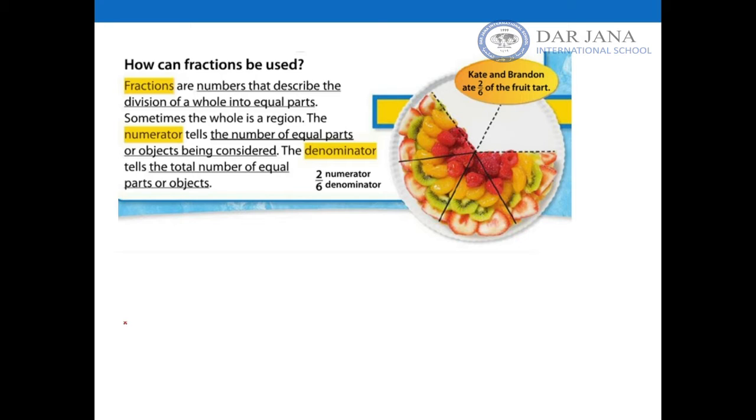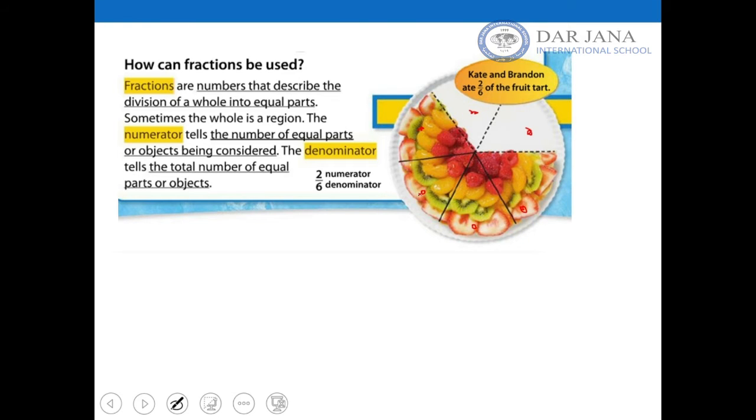If we look at this pie, this is a fruit tart, and actually it was divided into 1, 2, 3, 4, 5, 6 pieces. The total number of pieces was 6. And Kate and Brandon ate 2 of these pieces. This means 2 out of 6.